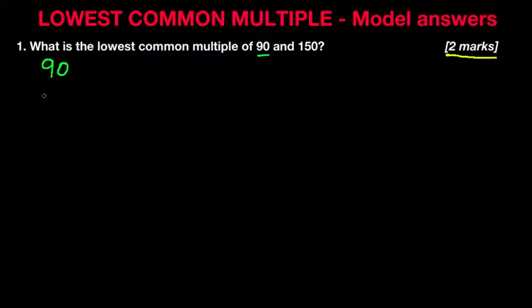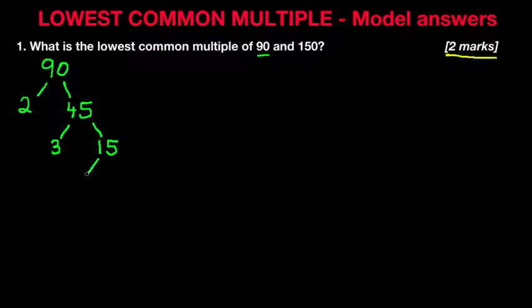90. Now 90 is an even number, therefore it is divisible by 2. 2 is the smallest prime number. 90 divided by 2 is 45. Now 45 cannot be divided by 2, and the next prime number is 3. This can be divided by 3. 45 divided by 3 is 15.